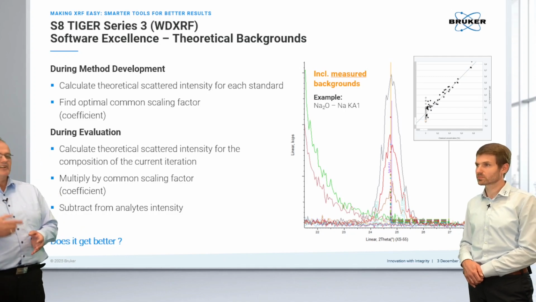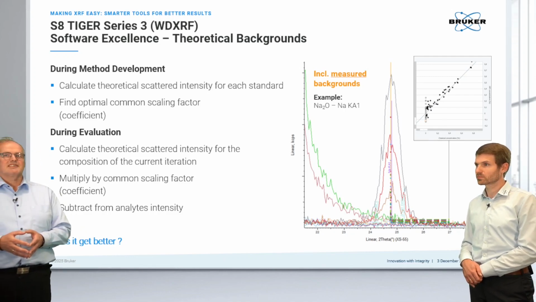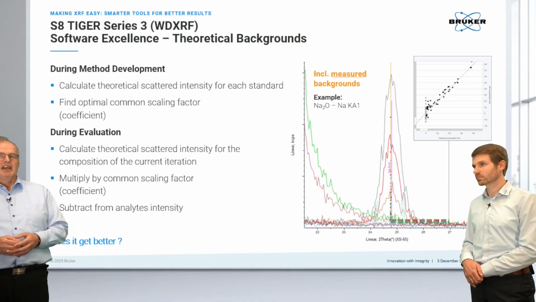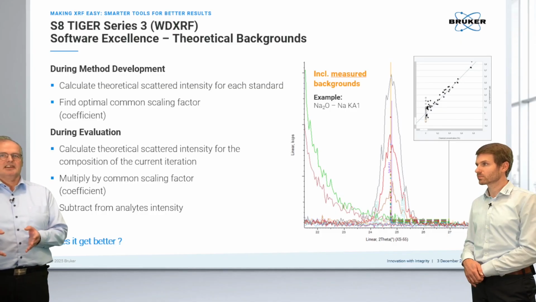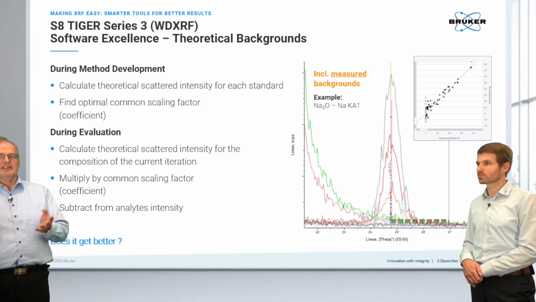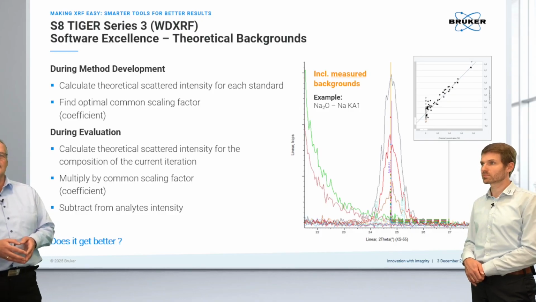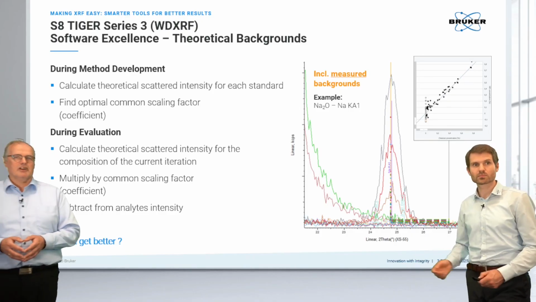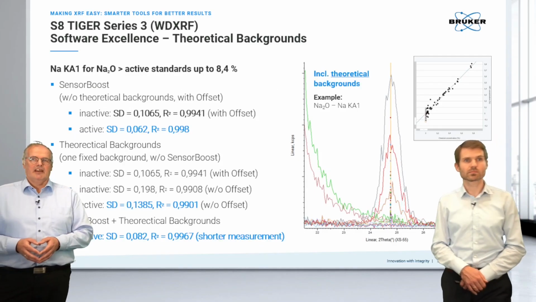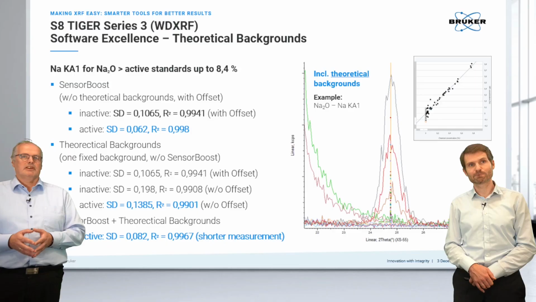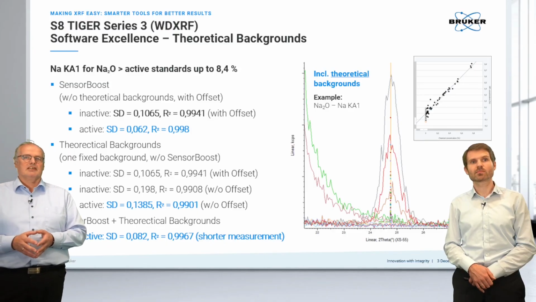Now when we have an unknown sample, we do the same thing, meaning we have an iteration process. For the current iteration, we calculate the scattered intensity and then find the common scaling factor. And this is what we subtract from the analytes. And yeah, so let's have a quick look. Here we have Sensor Boost, without background.